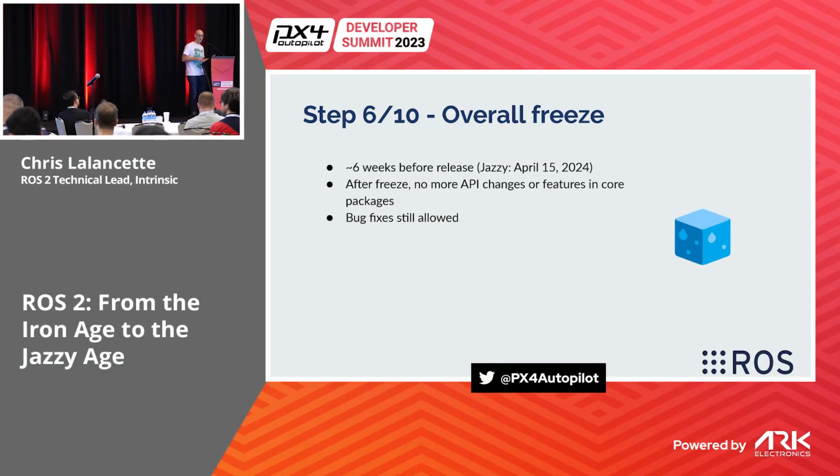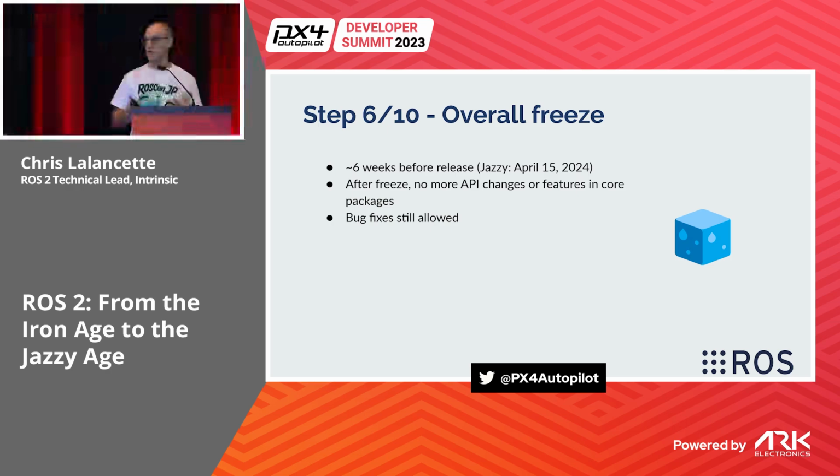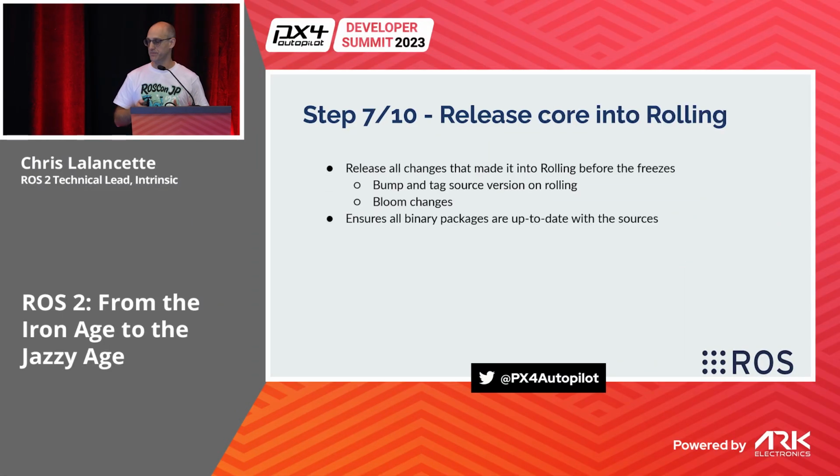And then again, about a week or two later, we'll do an overall freeze. This is the same rules, right? This is freezing all of the core of ROS 2, so that we won't accept any features or APIs or anything like that into any of the core at this point. Bug fixes will still be allowed at that point. Again, same rules. And then once that's done, the big reason we do that freeze is so that we can then release the core into rolling.